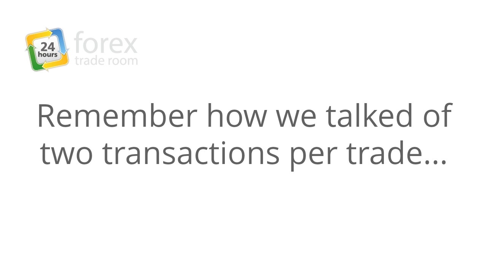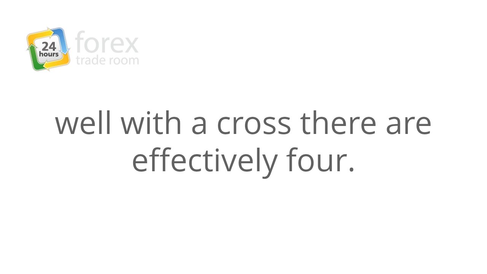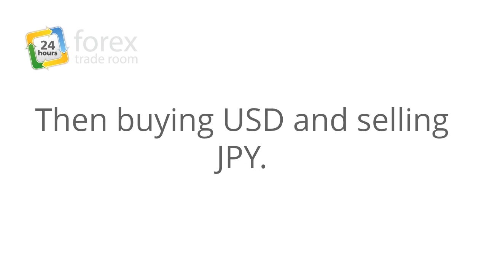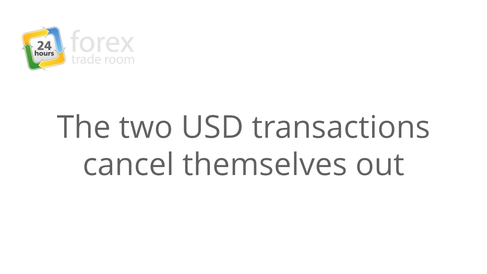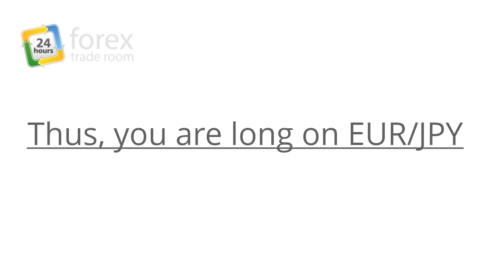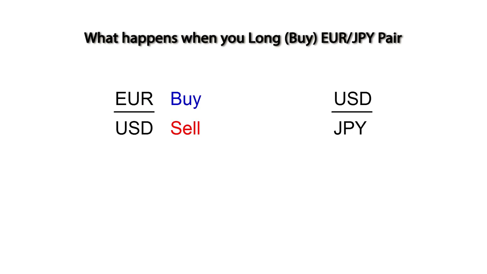Now, remember we talked of 2 transactions per trade. Well, with a cross, there are effectively 4. So in the example above, euro-yen, you are buying euro and selling dollar in the first part of the leg. And in the second part of the leg, you are buying dollar and selling yen. The 2 dollar transactions will actually cancel themselves out, leaving you with long euro and short yen, which is effectively long euro-yen. This animation should make it clear.